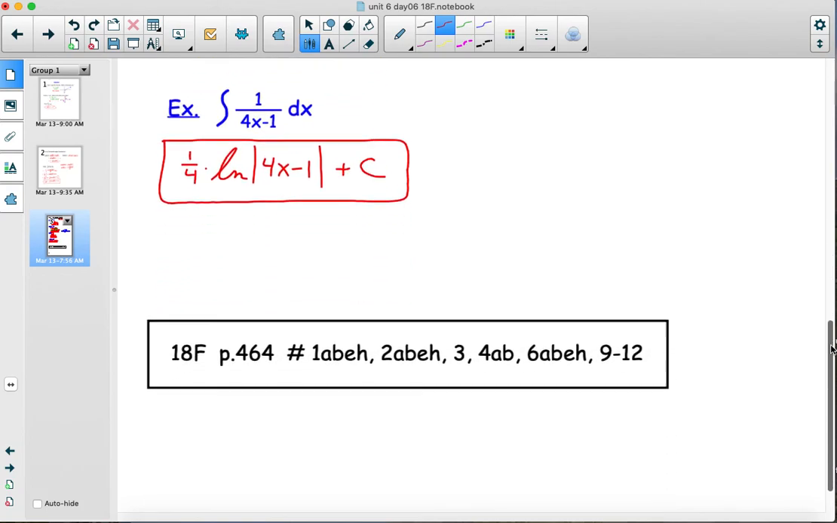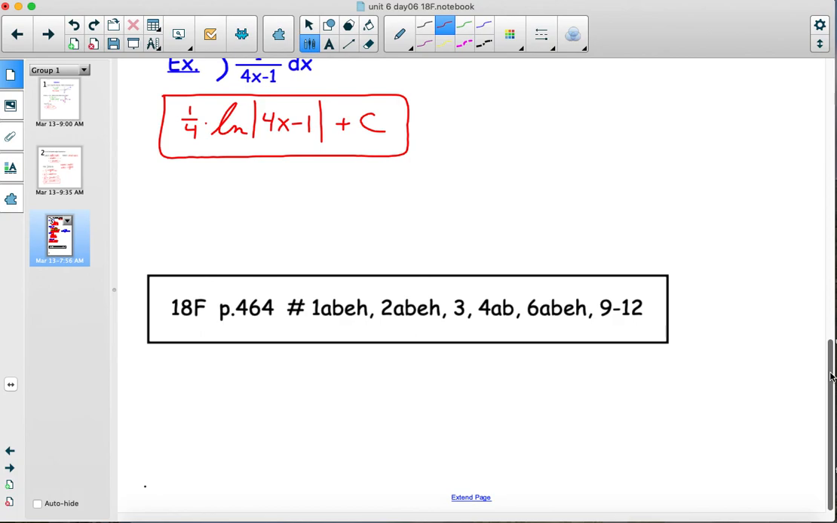Alright, so as I keep saying, practice makes perfect. You really have to practice. There's a lot of parts to some of these problems in 18F, so I've just kind of tried to pick and choose so you didn't have to do all of them and it got repetitive. So I tried to pick some different kinds of examples. That's why it looks like a crazy assignment.